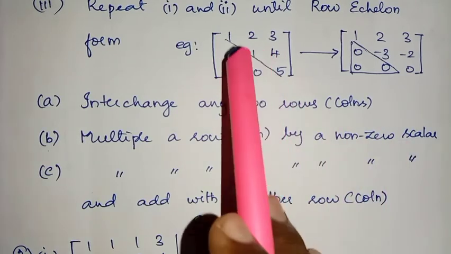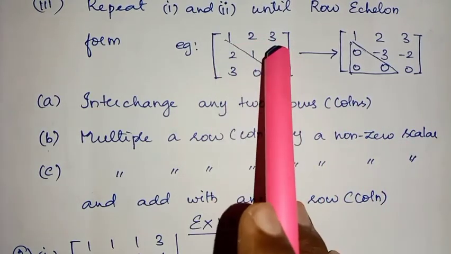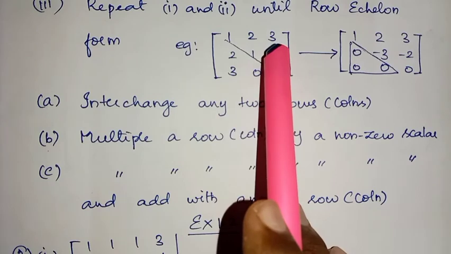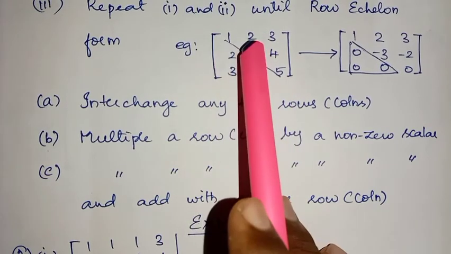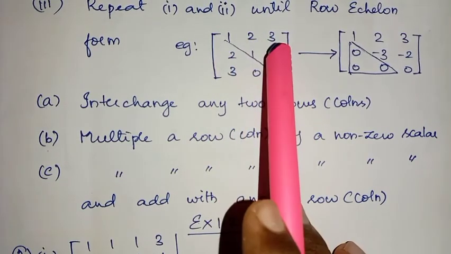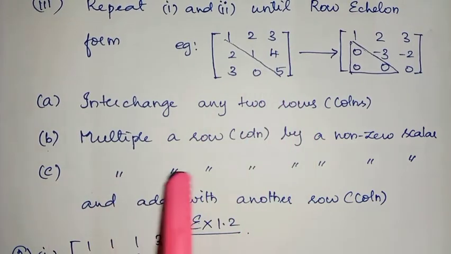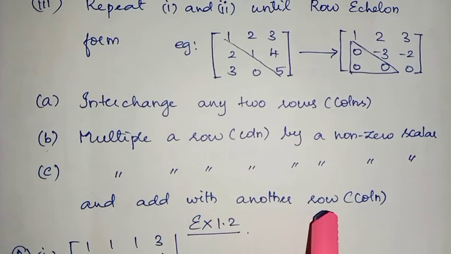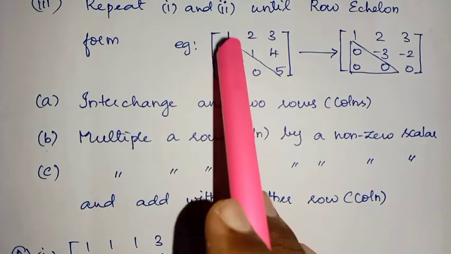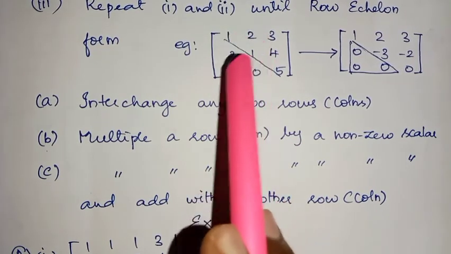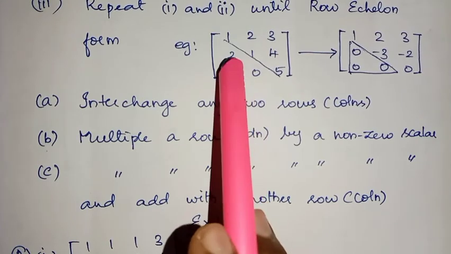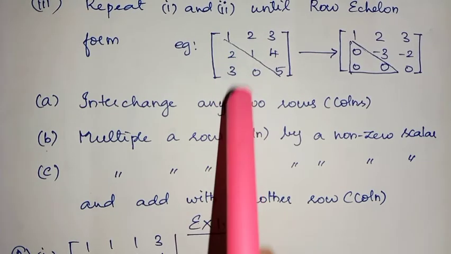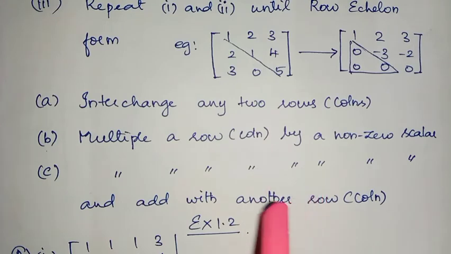Now, the second operation: multiply any row or column by a non-zero scalar. It means you can multiply this complete row by any number. For example, this row can be multiplied by 2, which means 1 into 2 is 2, 2 into 2 is 4, 3 into 2 is 6. Then the third: multiply a row or column by a non-zero number and add it to any other row. So you can multiply this 1 by 2 and add it to any of the rows. So 2 plus 2 is 4. In such a way you can do it. You may find it a little difficult, but when you go with the example, it is very simple. Can you understand? Right, we'll start with the example.